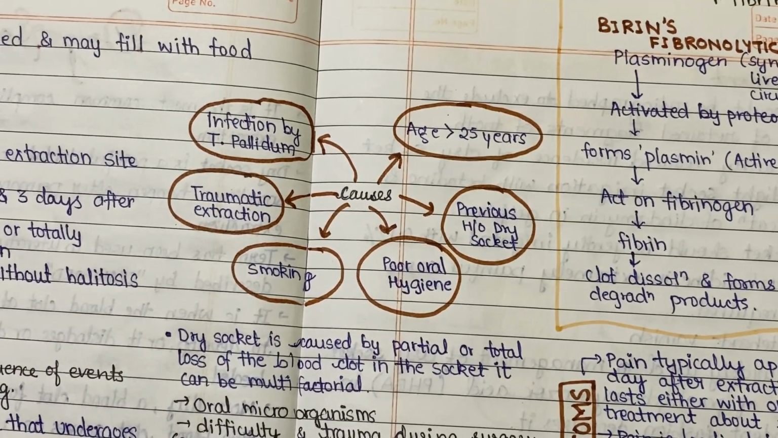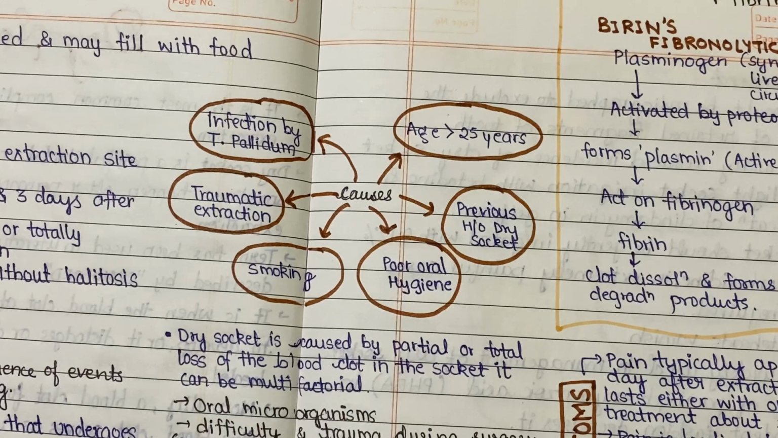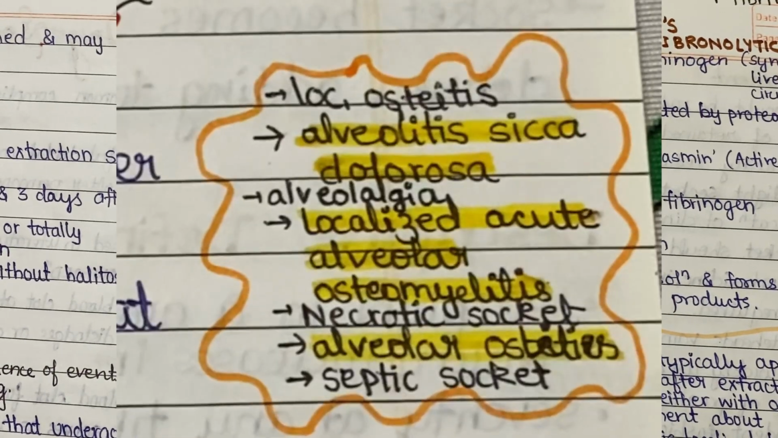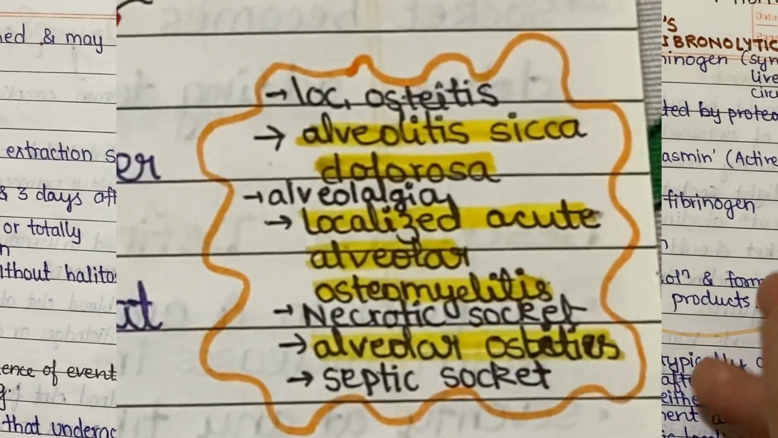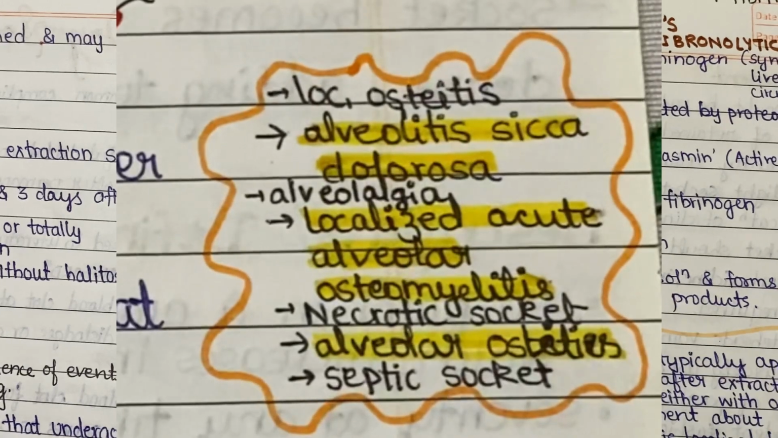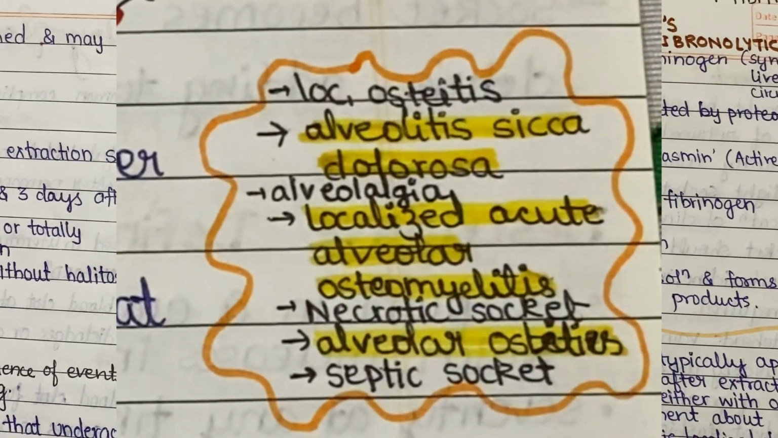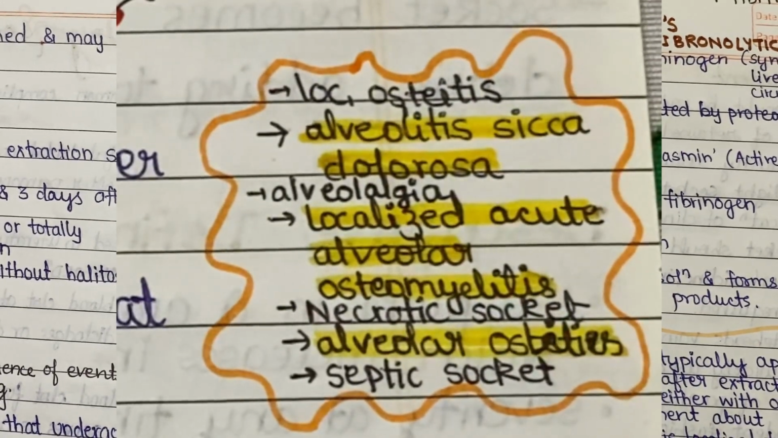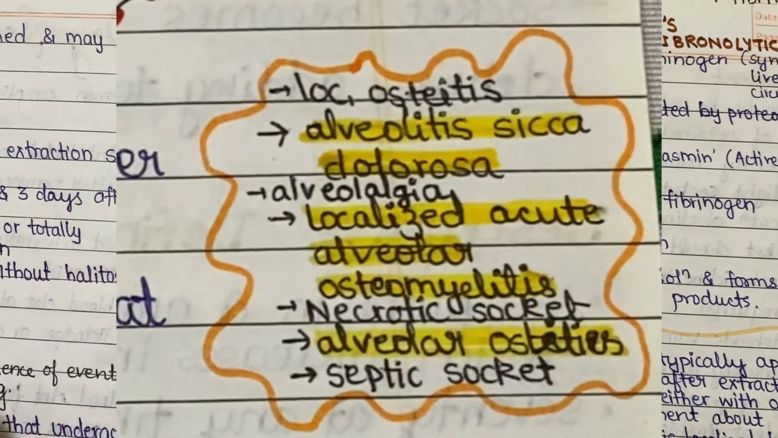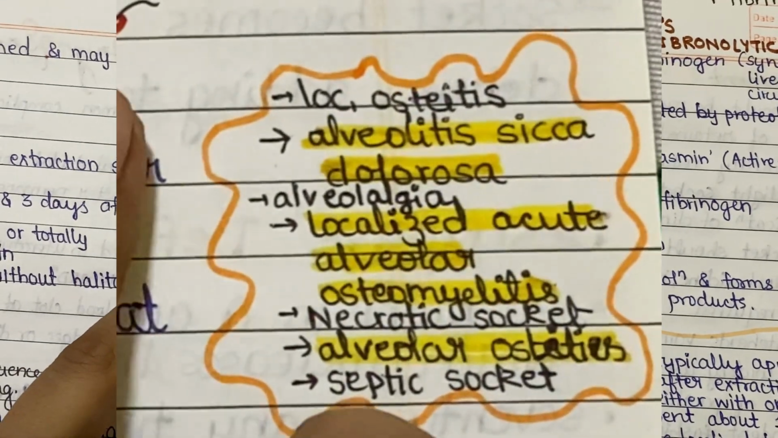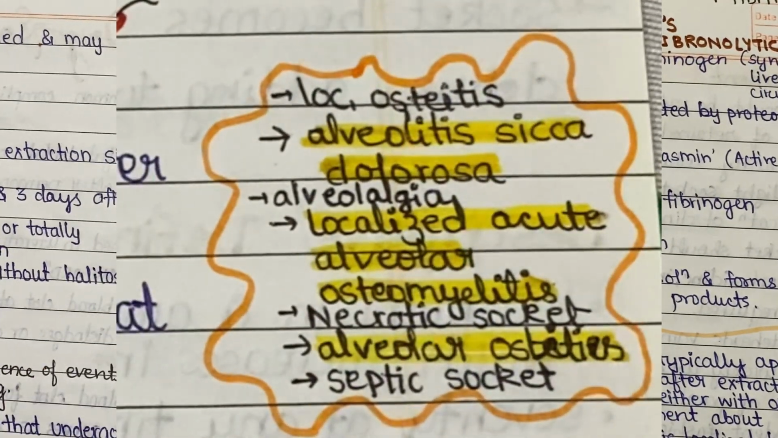Now these are all the synonyms of dry socket. It is also known as alveolar osteitis. Osteitis is nothing but inflammation of bone, so alveolar osteitis is inflammation of the alveolar bone. Then there is localized osteitis and post-operative alveolitis. These are all the different names given to dry socket.